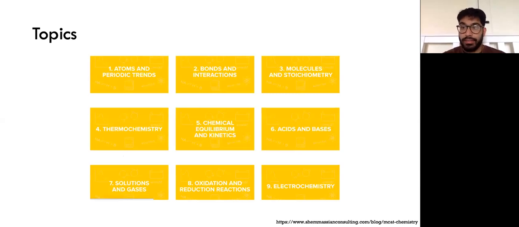All right, that being said, so the topics. These are some of the topics that are covered in this chem-phys section, especially chemistry. So this is all the chemistry topics that are covered in the MCAT. You should know atoms and periodic trends. We'll talk a little bit about that after. Bonds and interactions, molecules and stoichiometry, thermochemistry, chemical equilibrium and kinetics, acids and bases, solutions and gases, oxidation and reduction reactions, and electrochemistry. This is all the chemistry topics. Again, it's not super in-depth in anything. For example, in thermochemistry, you don't really go beyond the ideal gas equations and Gibbs free energy and stuff like that. But other than that, there's still a little bit about each. And having some basic fundamental knowledge in each of these disciplines is important.